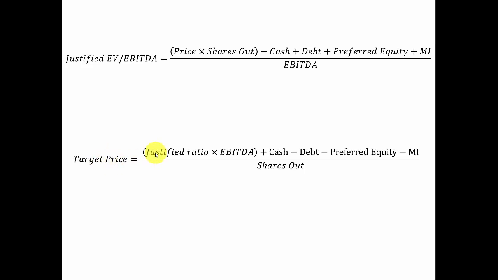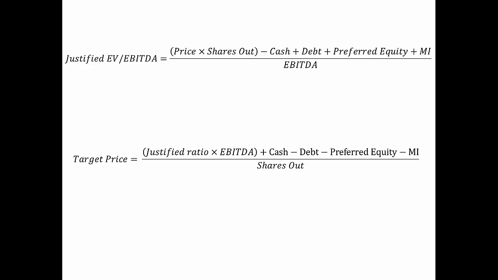The target price is going to be equal to the justified ratio times the EBITDA plus cash minus debt minus preferred equity minus minority interest, divided by shares outstanding. The hard part of this is coming up with the peers to compare the firm that you're analyzing with, and to figure out what the justified ratio is. All of this has a lot of assumptions.